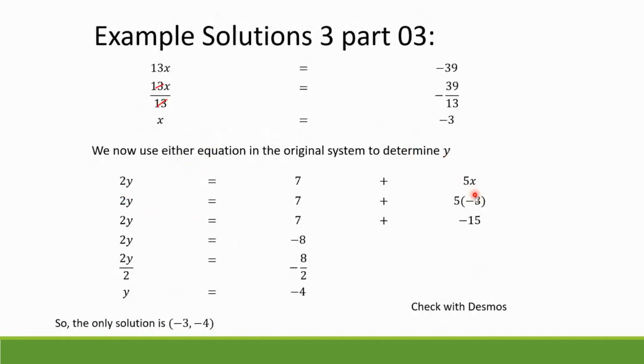I replace x with negative 3, as you can see. And then we solve for y. So we have 2y equals 7 plus 5x. I replace x with negative 3. And we get 2y equals 7 plus negative 5. And so, of course, that means 2y equals negative 8.